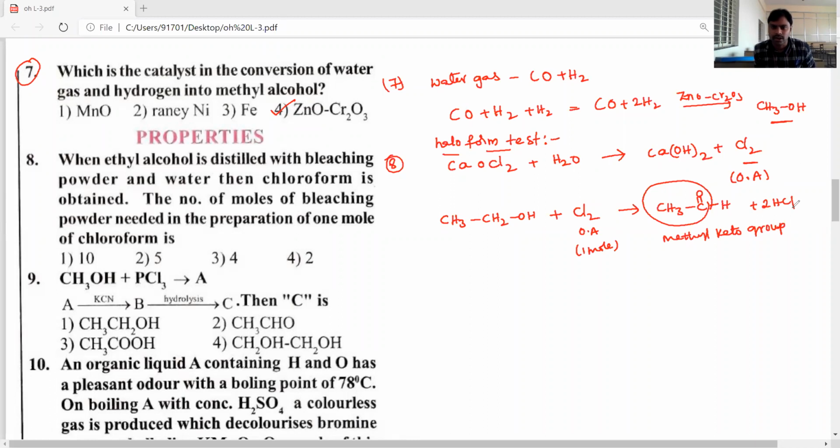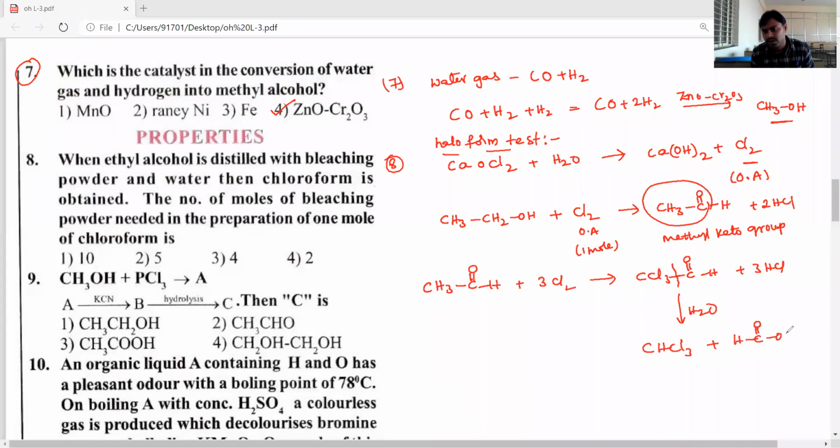Okay, students, it's very clear. Now this CH3CHO, acetaldehyde, reacts with 3 moles of Cl2 and is converted into CCl3CHO, trichloroacetaldehyde. This trichloroacetaldehyde on hydrolysis, this bond will break, and is converted into CHCl3 plus HCOOH, formic acid. This is chloroform.